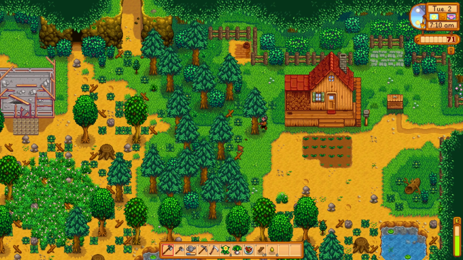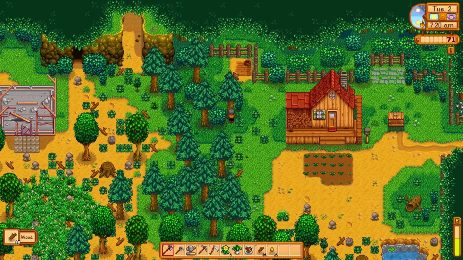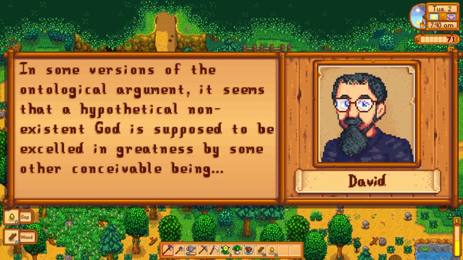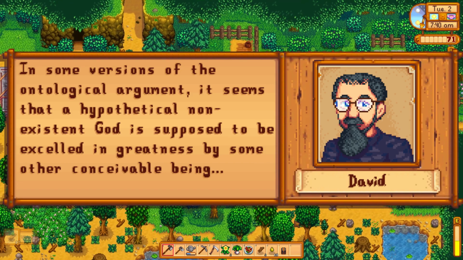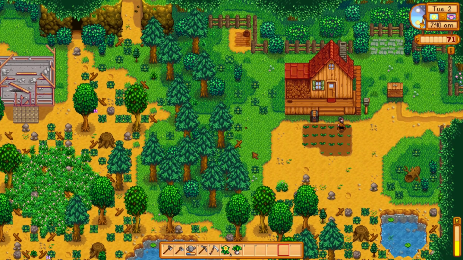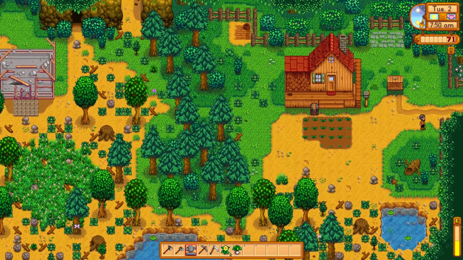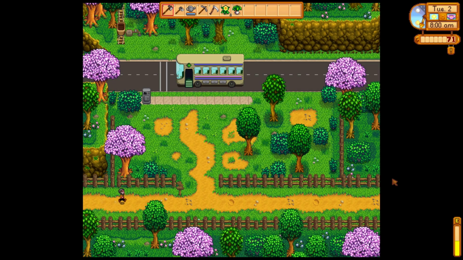It's with this that we get to the second premise, one that looks a little uglier in our non-modal logic than the first. However, we need to understand some aspects of Anselm's argument before we continue, namely, what it isn't. As Lewis explains, in some versions of the ontological argument, it seems that a hypothetical, non-existent God is supposed to be excelled in greatness by some other conceivable being. In other words, some ontological arguments work by presupposing a fake God that can be replaced with the true existing one. Whilst Lewis completely dismisses this, saying that he can't imagine any approach close to sound using it, he is careful to stress that it is distinct from what Anselm does.